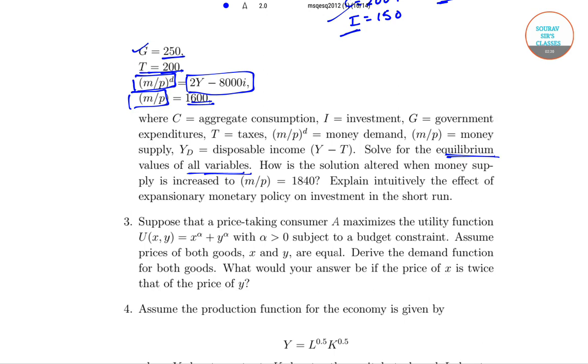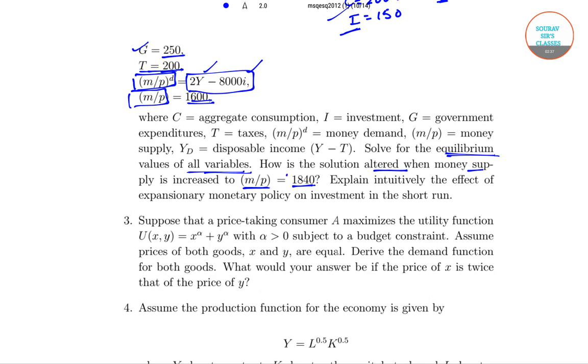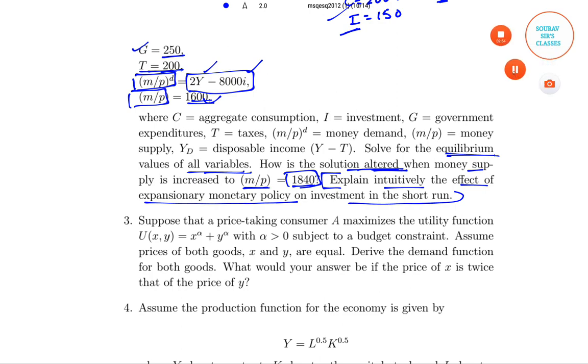So what are the variables? We have Y and we have I. And how is the solution altered when the money supply is increased to M by P equals 1840? So when it is increased to 1840 instead of 1600, how is this solution altered. Now we have to explain intuitively the effect of expansionary monetary policy on investment in the short run.